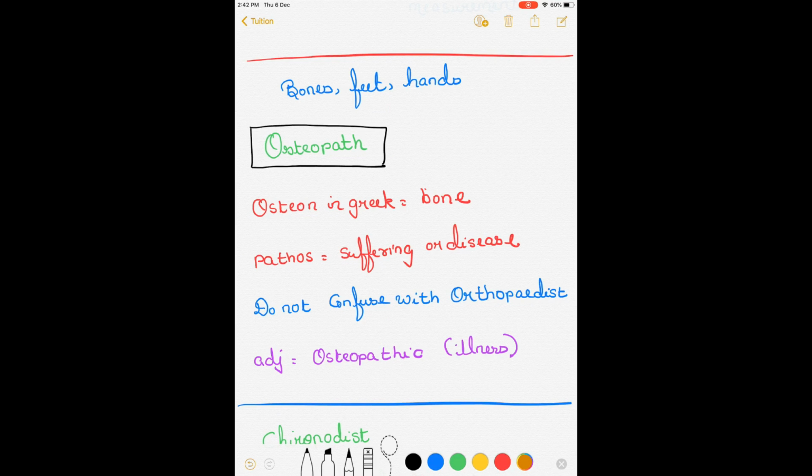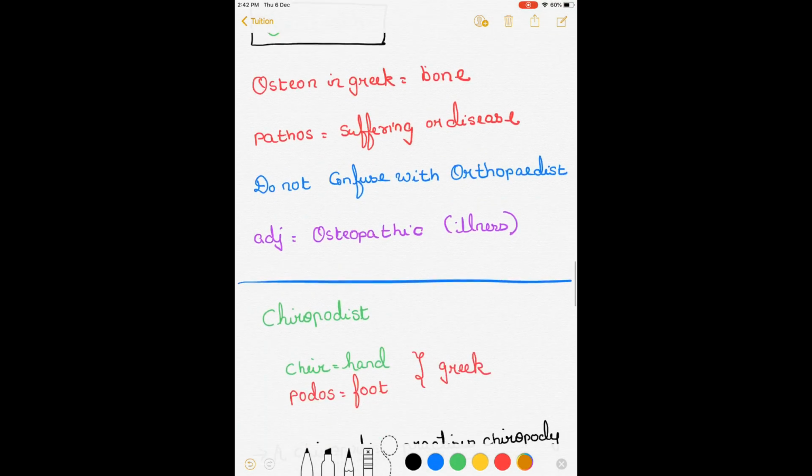That means sometimes disease in your body is caused because your bones are exerting pressure on your nervous system or on your blood vessels, because of which there is disease in your body due to undue pressure from the bone. So this osteopath cures that disease. Osteon is bone, pathos is disease. Osteopath cures the diseases caused by undue pressure exerted by your bones on your blood vessels. And the adjective is osteopathic. An adjective describes a noun, osteopathic interest.